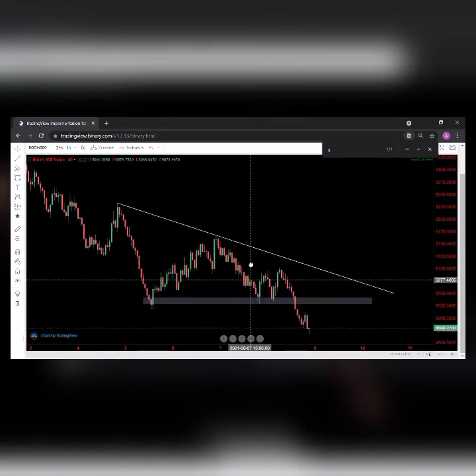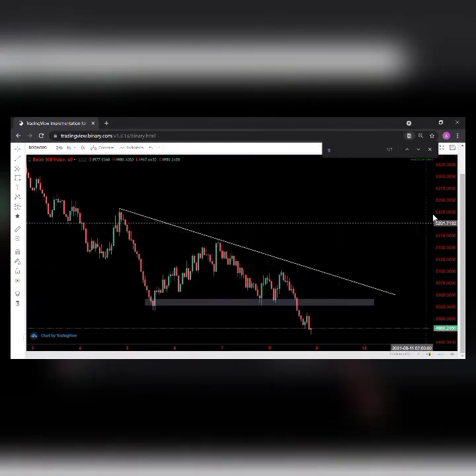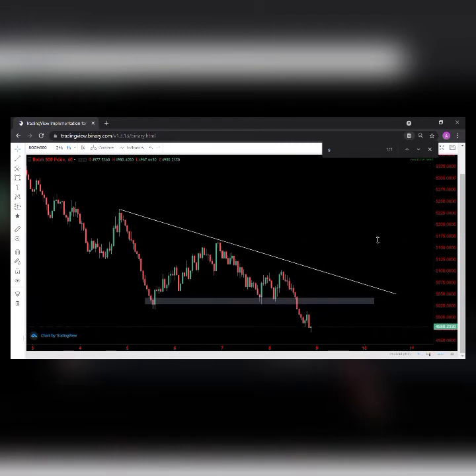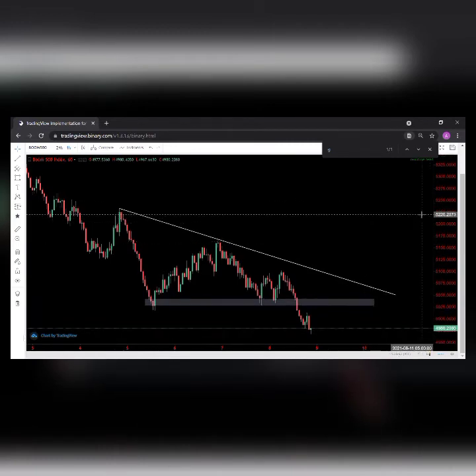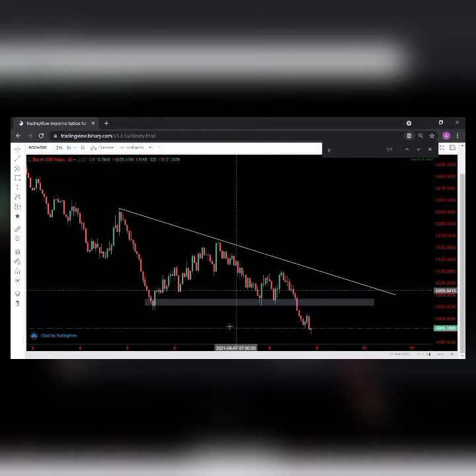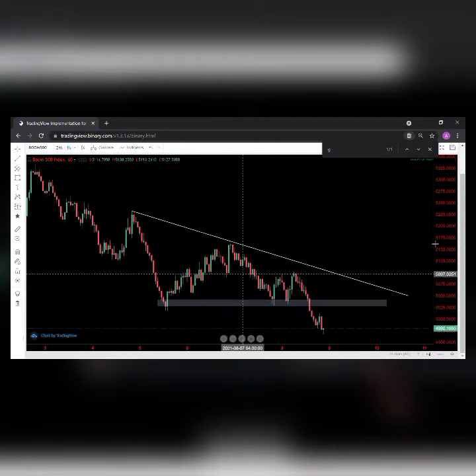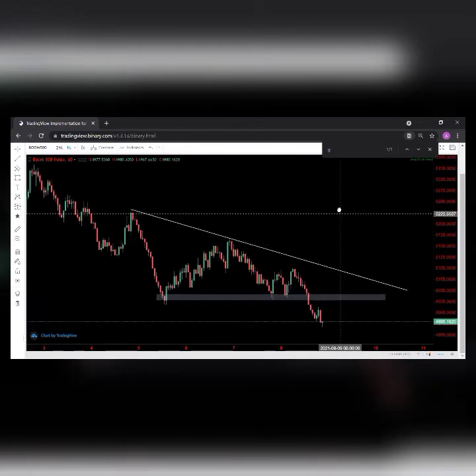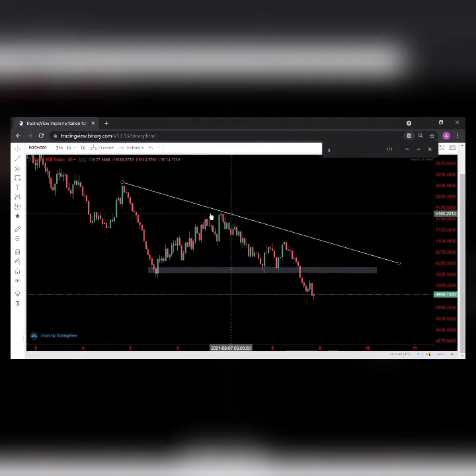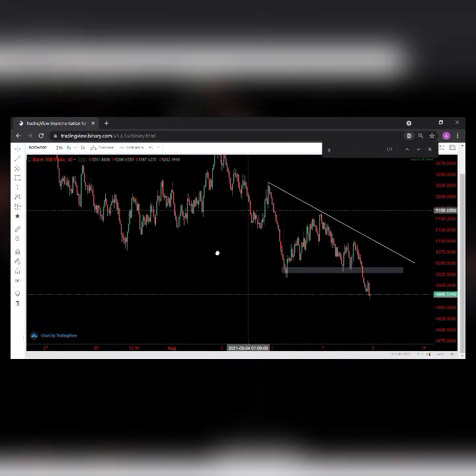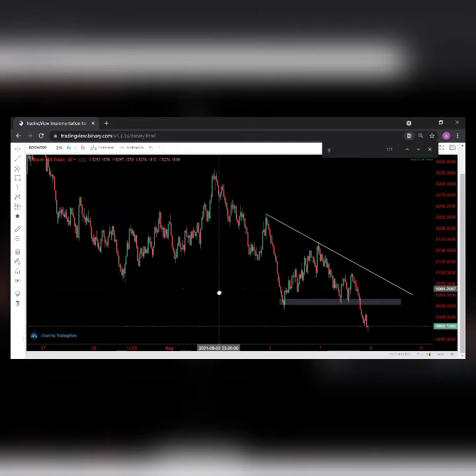So two touch is okay for a trend line. Yes, two touches is okay. The minimum we need to actually draw a trend line is just two touches. Exactly. So that is our major trend line.